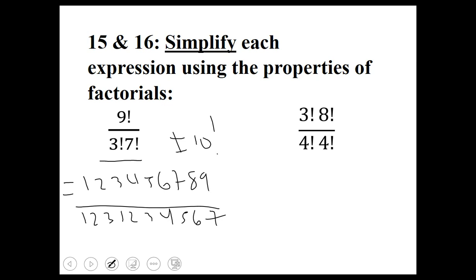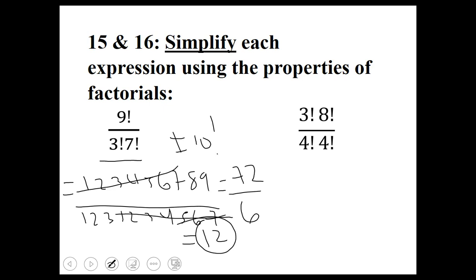And you're basically going to cross off any of the overlap. So you can see that 1 through 7 crosses off here and crosses off here. You are then left with 8 times 9 on the top, which is 72, and 1 times 2 times 3 on the bottom, which is 6. 72 divided by 6 means that this entire factorial simplifies to just be 12. And again, if you had access to a calculator, you of course could just plug it in, making sure that you put the bottom in parentheses, but it's good to be able to know how to do it without.